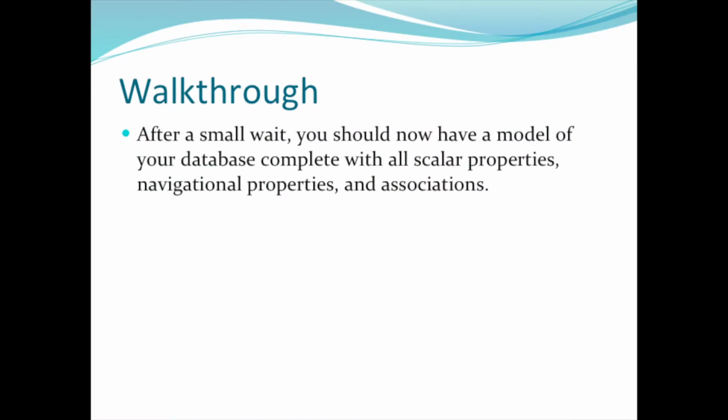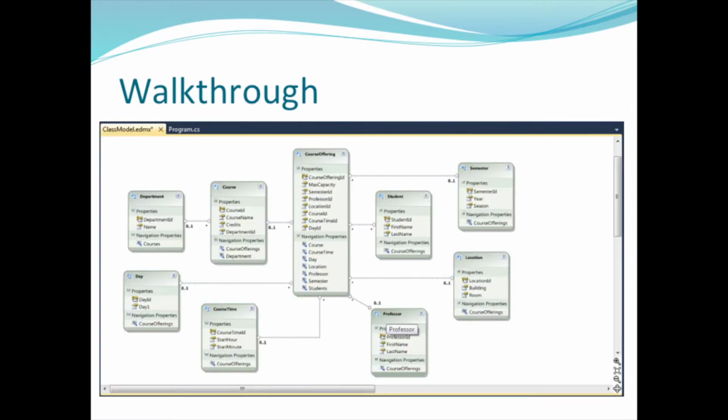After a small wait as it's doing its generation, you'll end up with a nice little model that looks something like this. Usually when it generates it, it's a little more skewed apart, but after moving around a little, it's much easier to see. If you notice, you also have various navigational properties. You can go directly from courses to your course offerings, departments, all back and forth. Everything's all linked together.